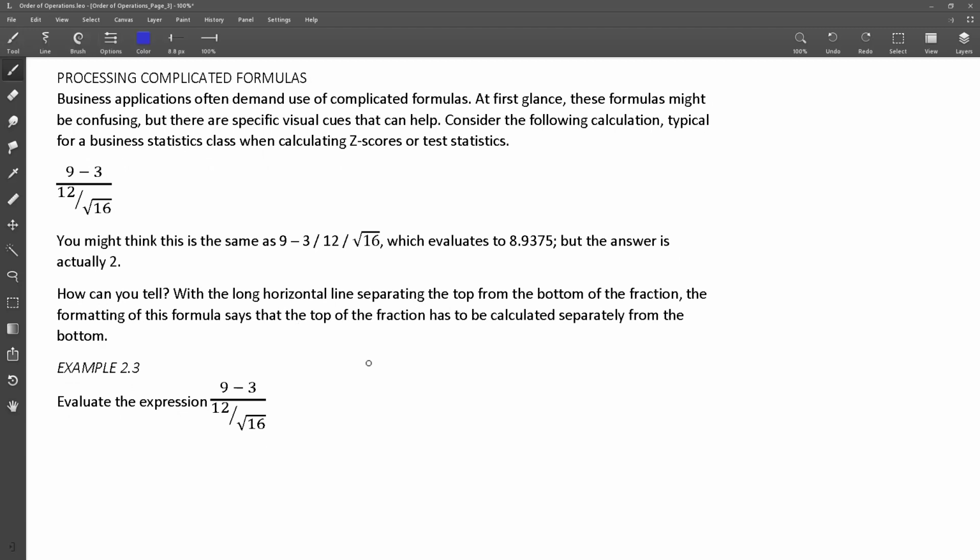All right. So taking a look at this horizontal line, you see how it visually splits the top from the bottom of the expression. You see how the division sign that is in the bottom of the expression, that's called the denominator of the fraction, is smaller. It's at an angle. The format of the expression is indicating that this 12 divided by this square root of 16 goes together. This 9 minus 3 goes together, and then the division happens. So let me write the expression again.